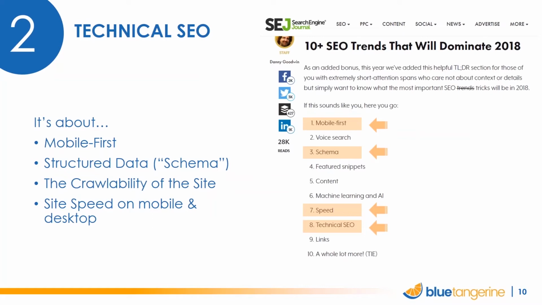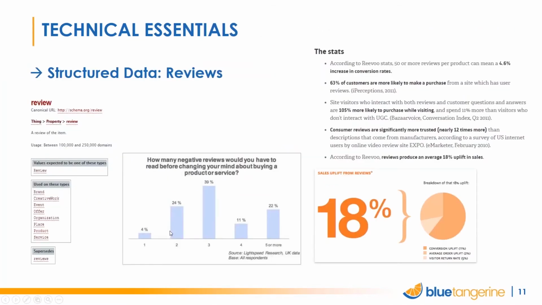An image is a great example, where an image doesn't have any content other than the visual component. Using structured data, we can actually apply some meaningful description and context around that image so that it can be indexed and searched. The crawlability of the site, making sure that the search engines have free and clear access to your content, is really important. And then we've talked a little bit about site speed.